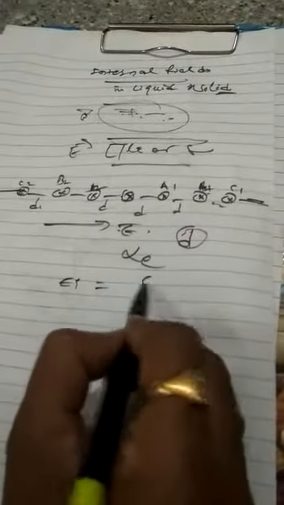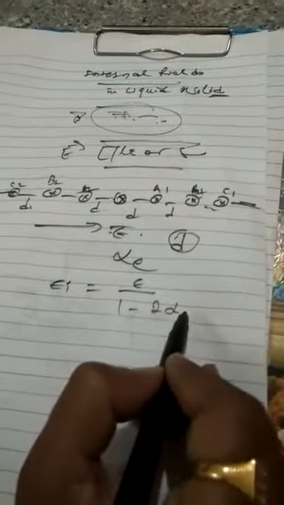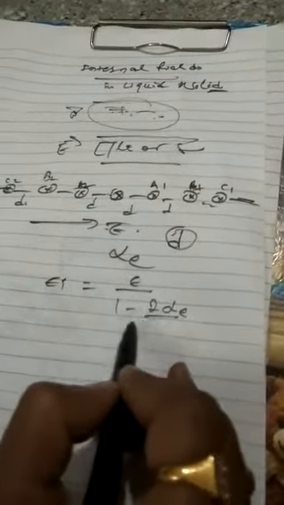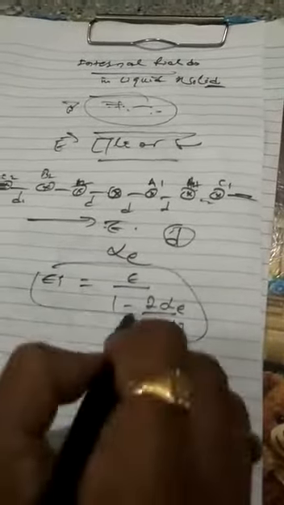So let the interatomic distance be D, and the electronic polarizability of the dipole be alpha E. Then the expression for the internal field can be written as E internal equal to the external electric field E plus (1 minus 2) times the polarization divided by pi mu naught epsilon naught into D cubed. This is the expression for the internal field.